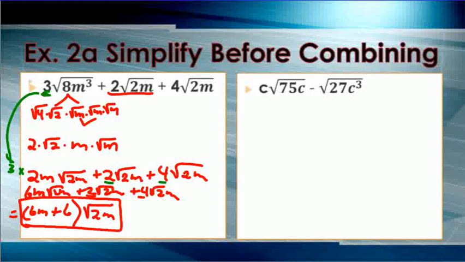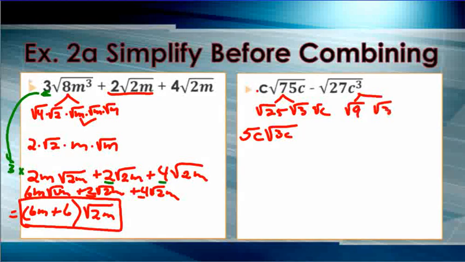Next one, we got c times the square root of 75c minus 20 square root of 27c to the third. We can break this down. This is the square root of 25 times the square root of 3 times the square root of c. Square root of 25 is 5 times the c out here times the square root of 3c. This one would be the square root of 9 times the square root of 3 times the square root of c times the square root of c times the square root of c.